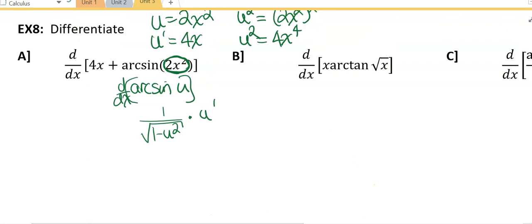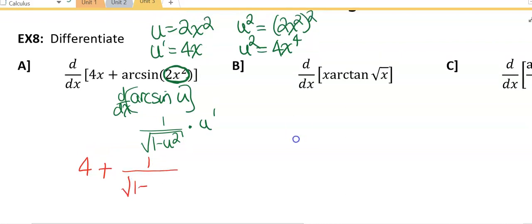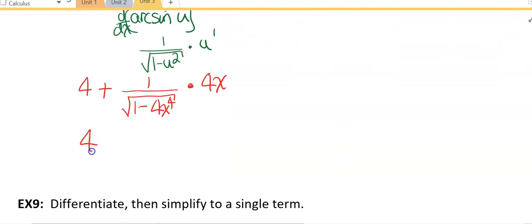Okay, so let's put all this together. I've got a bit of a mess going on here. The derivative of 4x becomes 4 plus 1 over the square root of 1 minus u squared, which is 4x to the 4th power. And then I multiply that by the derivative of the inside, so 4x. So the final answer is 4 plus 4x over the square root of 1 minus 4x to the 4th.